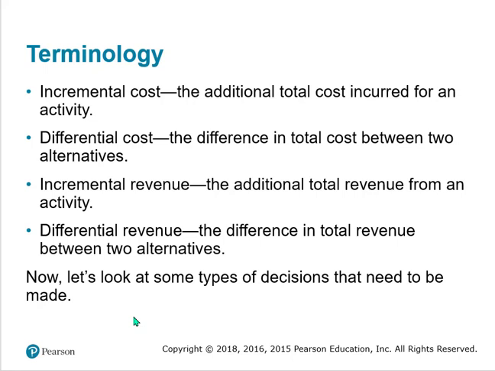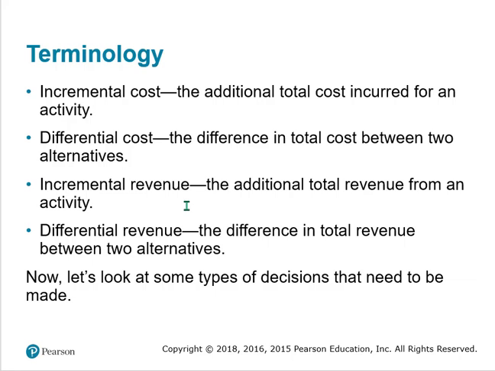So we've got a few terms before we take a look at decision making. The first one is incremental cost, the additional total cost incurred for an activity. Okay, that would be the incremental cost. Differential cost is the difference in total cost between two alternatives. Okay, at least this is how your textbook is going to use it. Incremental revenue is the additional total revenue from an activity. And then differential revenue is the difference in total revenue between two alternatives.